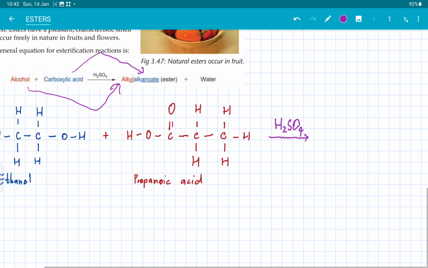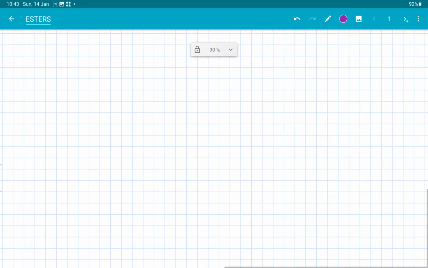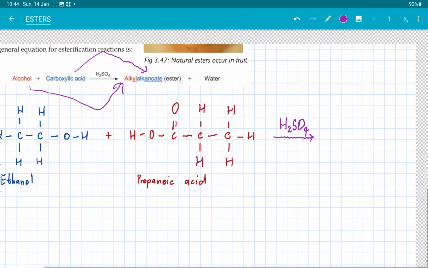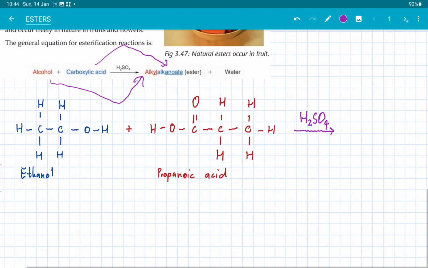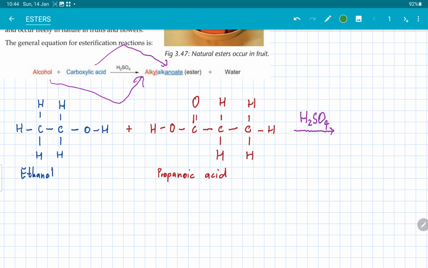If I continue, remember I was already reducing my writing, so I can just extend anyhow. We must eliminate, there will be an elimination of hydrogen and oxygen. On the alcohol side, there will be elimination of the hydrogen. On the acid side, there will be elimination of the part that is OH.